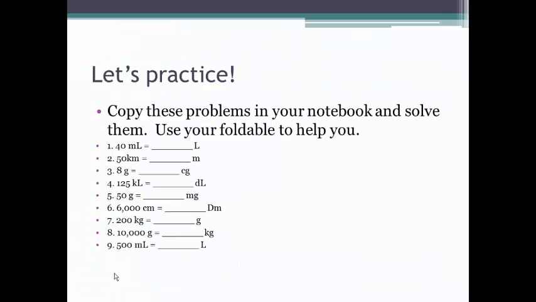All right, it's time to practice. Please copy these problems into your notebook and solve them. Use your foldable to help you. When you have finished, please check your answers against the answer key that's in the answer key file. Correct your incorrect answers using a color, pencil, or pen that is different than the one that you originally wrote in. Please do not erase. Thank you.